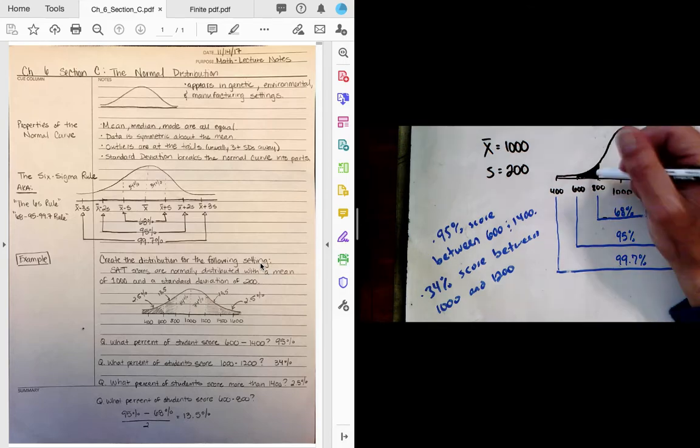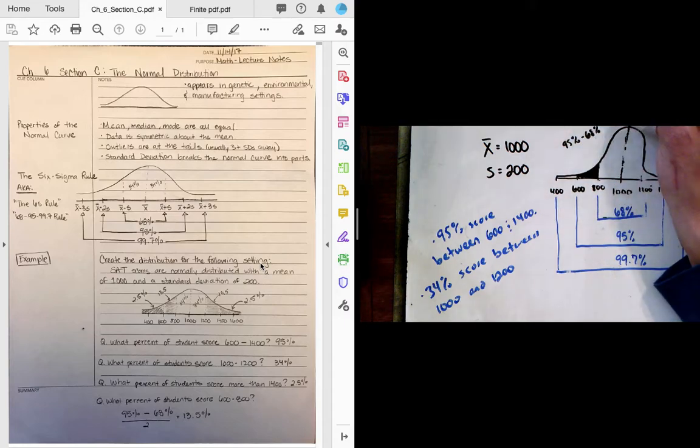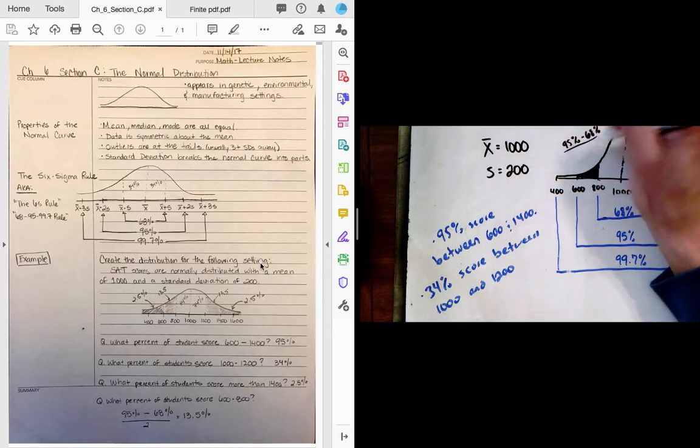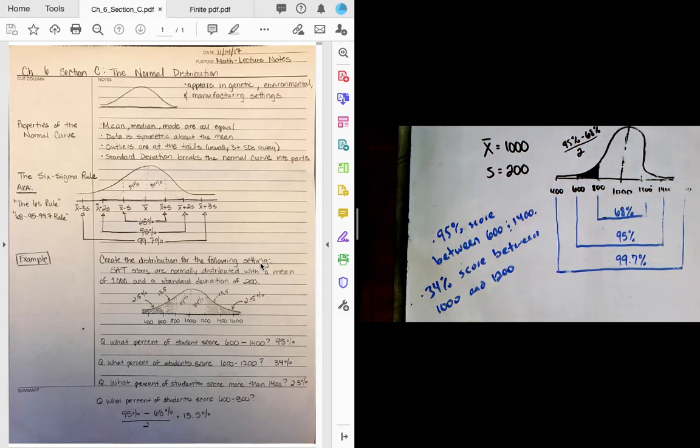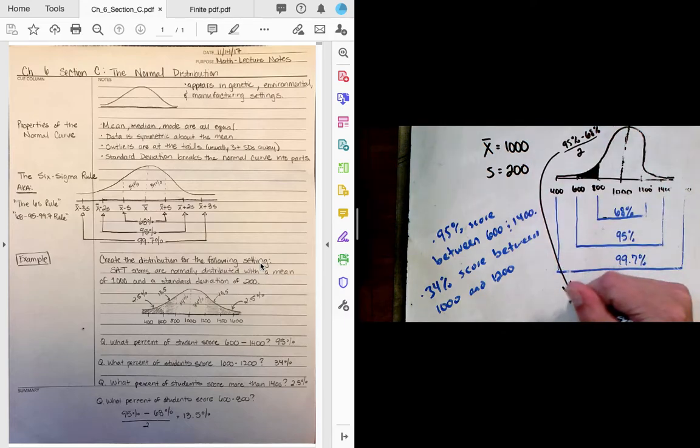And so this shaded area can be expressed as 95% minus 68%. But again, we're only using this half of the distribution here. So I need to take this whole answer and divide it by 2. This gives me 27% divided by 2, or 13.5%. So that little sliver right there is about 13.5% of all the data.